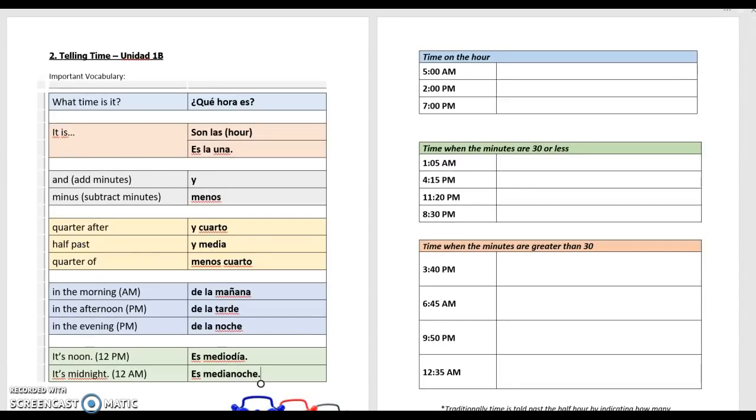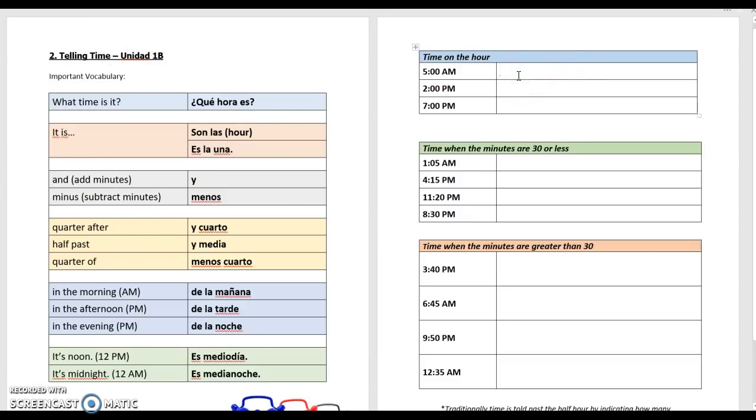You'll be flipping yours over so that way if you need the vocabulary as we're working, you can see it on my screen. Here's the deal. We have time on the hour, time when the minutes are 30 or less, and time when the minutes are greater than 30. On the hour is the easiest. So we're going to take all of our vocab over here, plus the numbers, put it together.